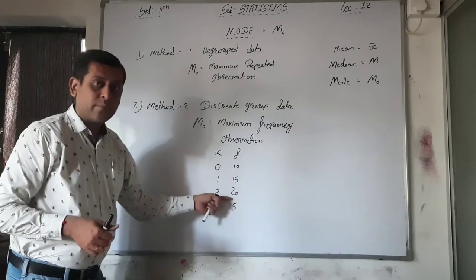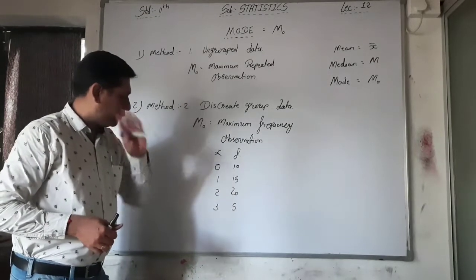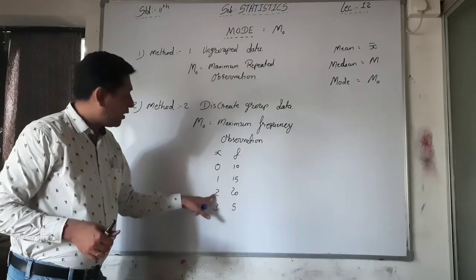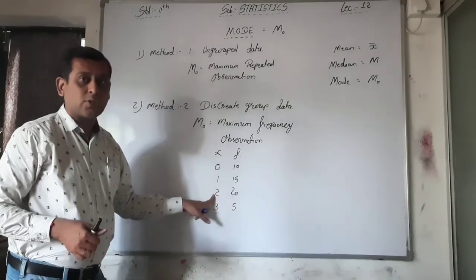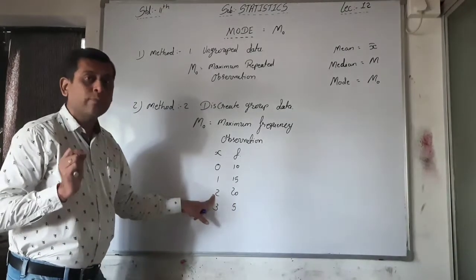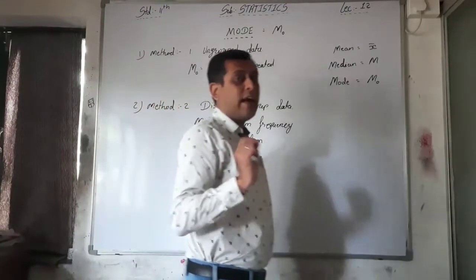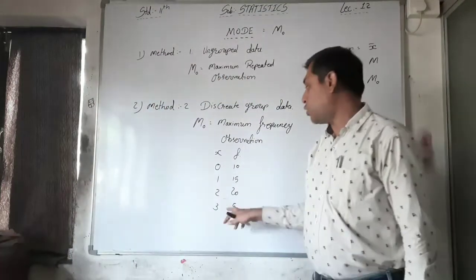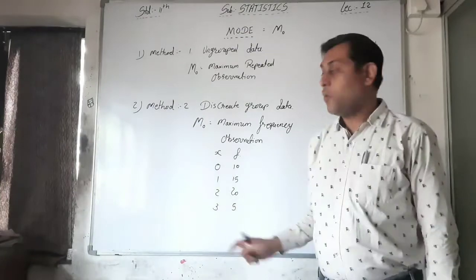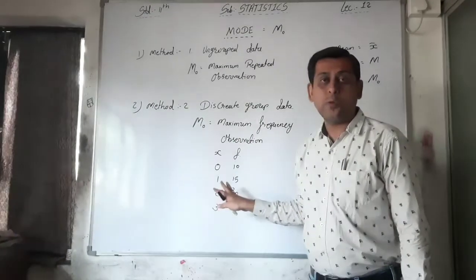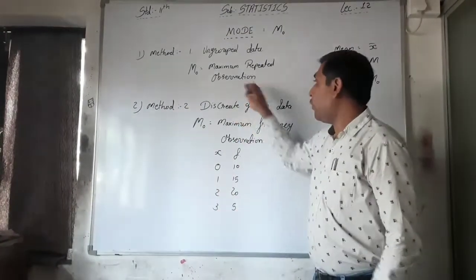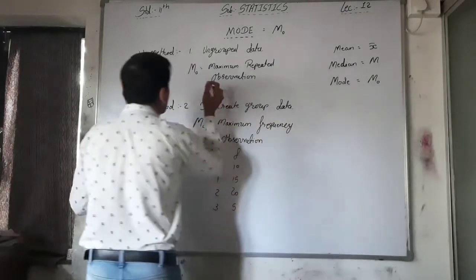That is 20, right? And the corresponding observation is 2. That's why we can say that the highest frequency observation, which is 2, is the mode for this discrete group data. Okay, and for this I am giving you an example also.